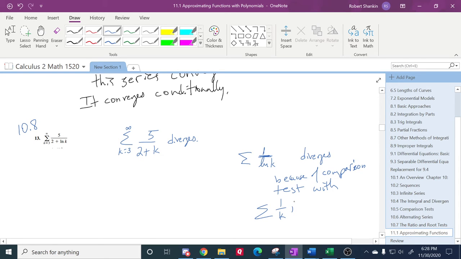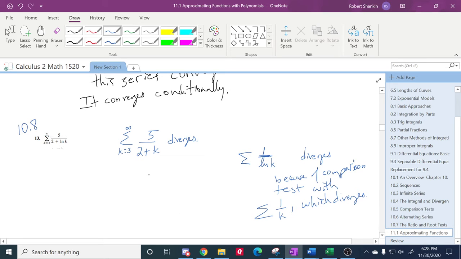Let me finish what I'm writing, and then because I couldn't write and listen to you at the same time, I'm going to have you repeat that. But wait till I get done writing. Diverges because of comparison test with this, which diverges. All right, repeat what you were saying again, Yoon.